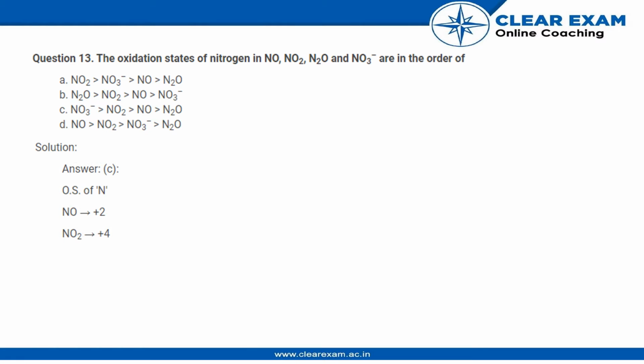So if you look over here, the oxidation state of nitrogen in NO is +2, as NO has an oxidation equation like this: x minus 2. x represents the oxidation state of nitrogen and minus 2 represents the oxidation state of oxygen, and the total charge on the molecule is 0, so x becomes +2.